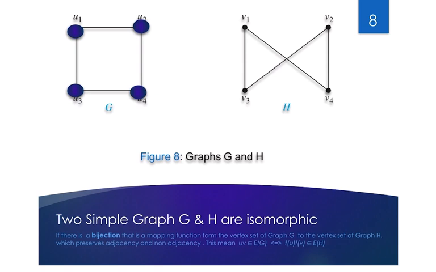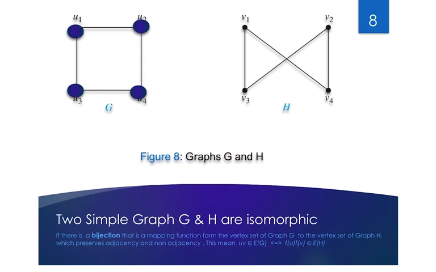Bijection, what do we mean by bijection? Okay, I will explain now. If you map U1 to V1, U2 to V4, U3 to V3, and U4 to V2, this type of mapping is called bijection.